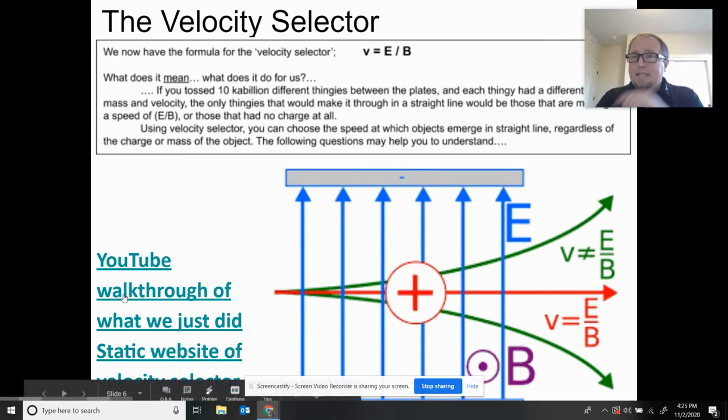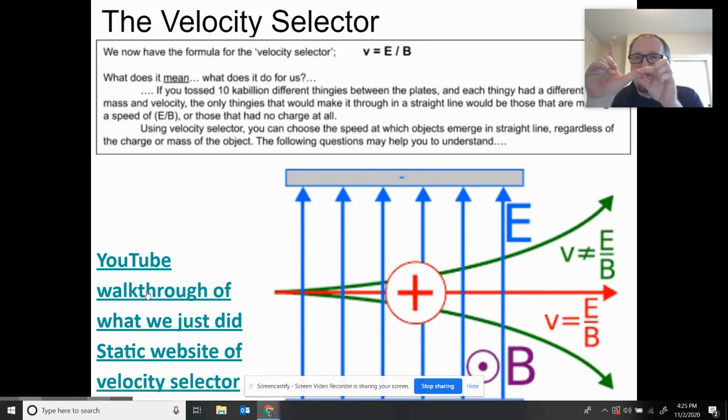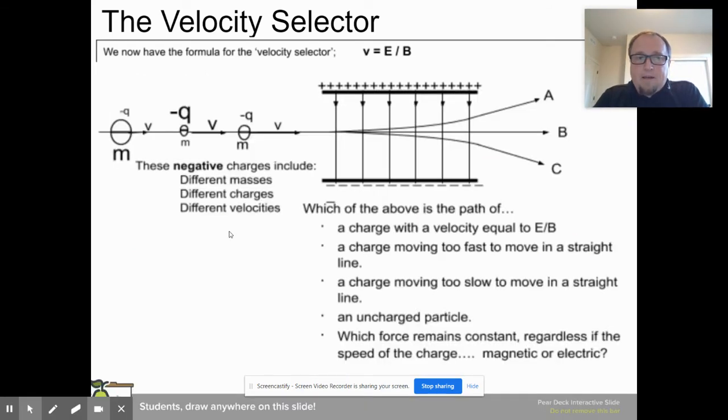Okay. I have these two links. One is a static website explaining what we just went through, and also another YouTube video of somebody else doing it. They're right-hand rules. They have slightly different conventions than we do. We do it this way: force, current, field. Theirs are slightly different. So just know that difference is happening. I'm going to show you this in an example in a second.